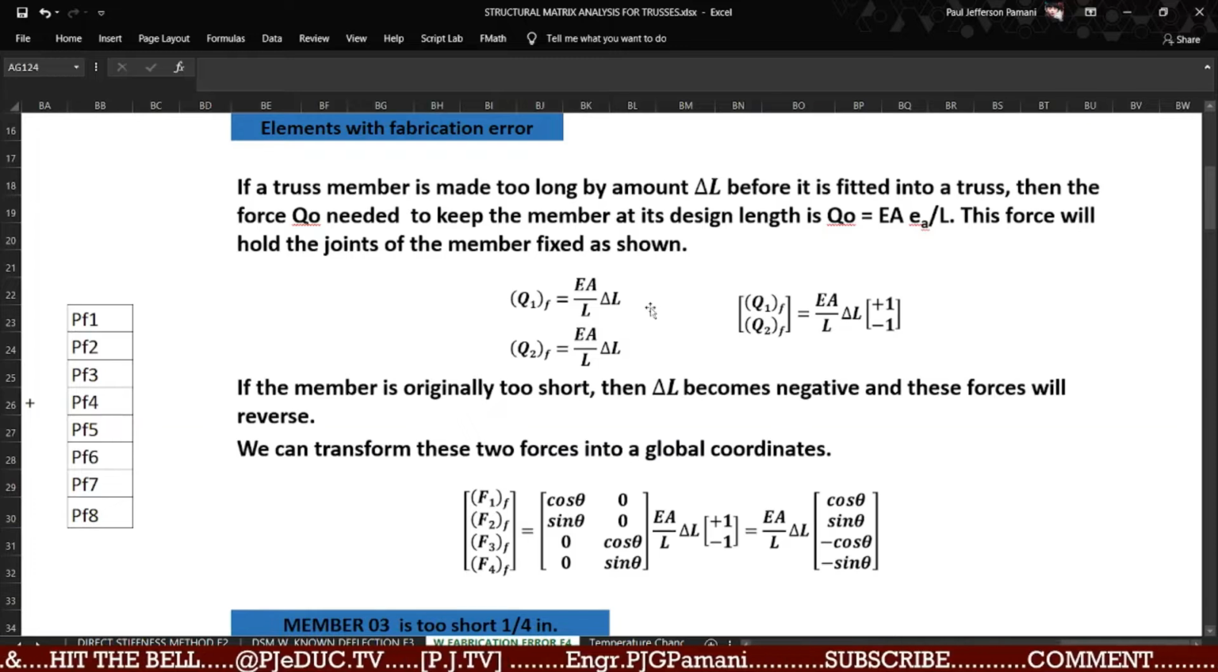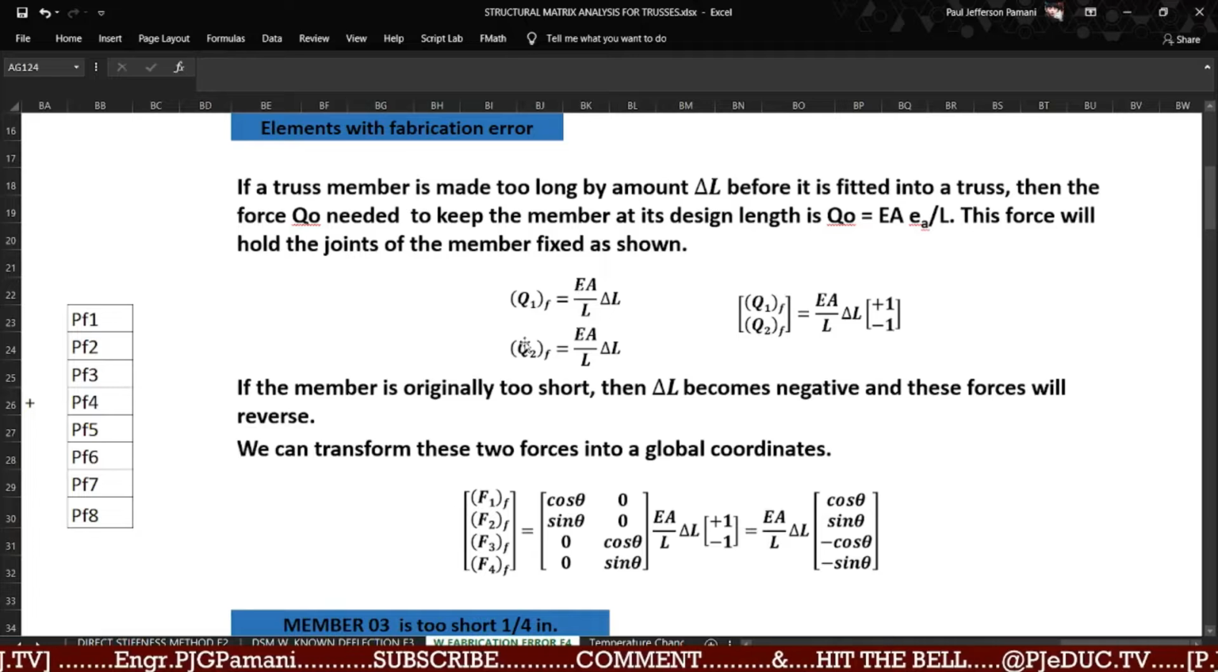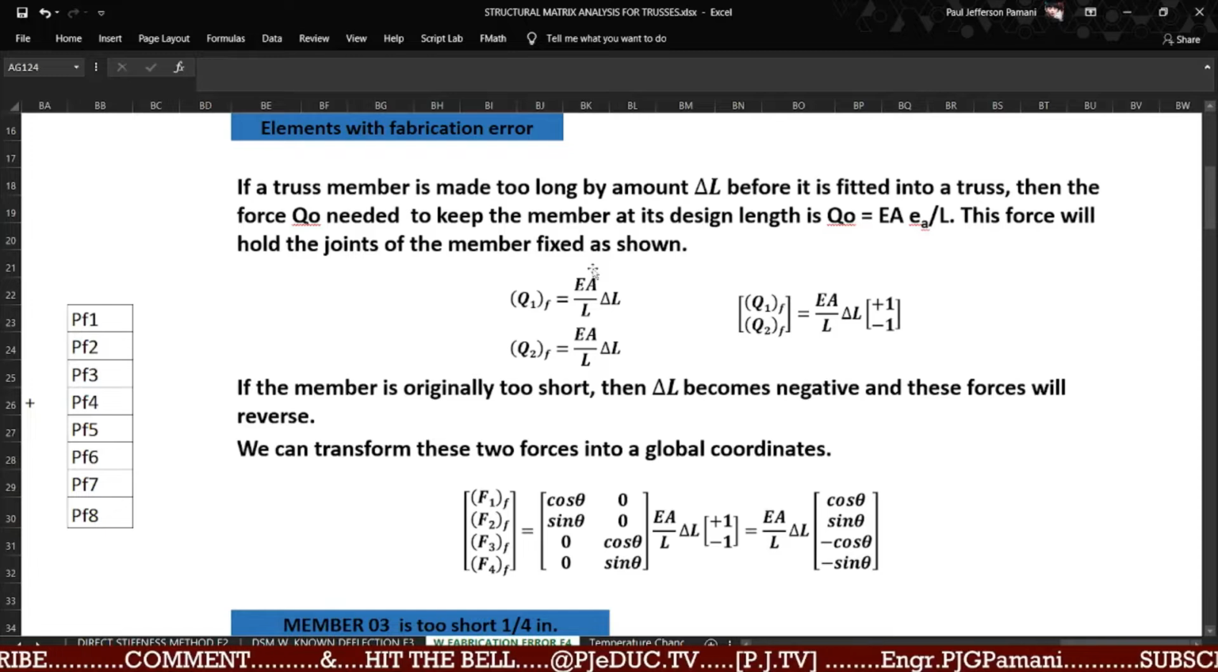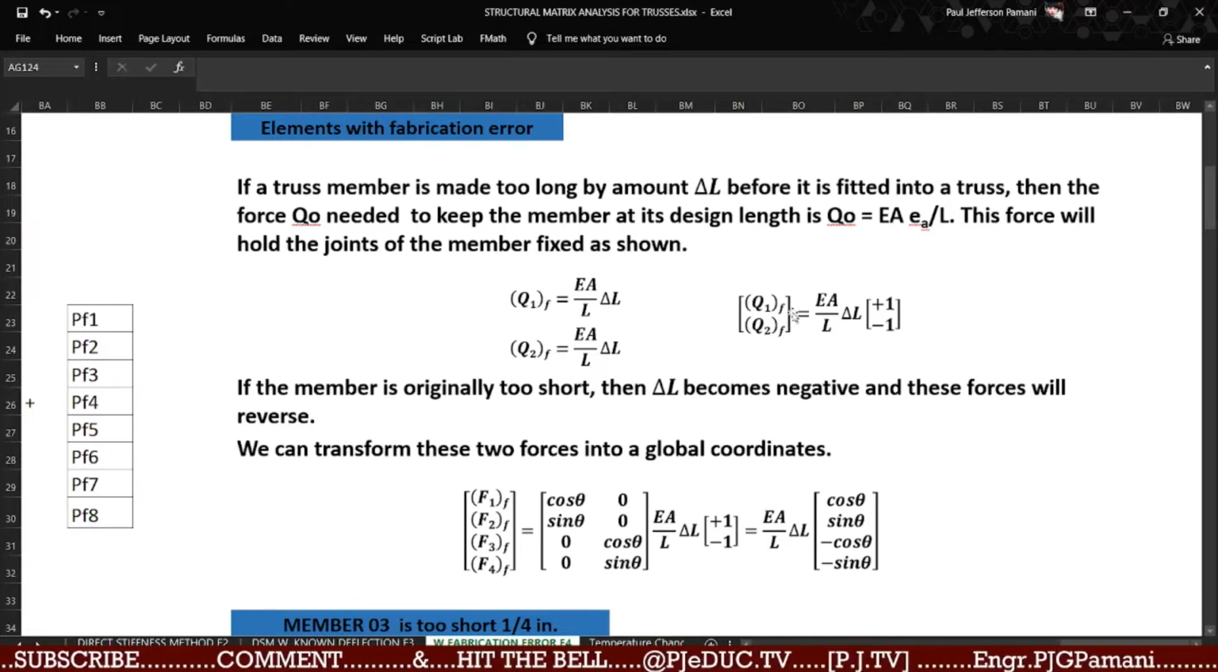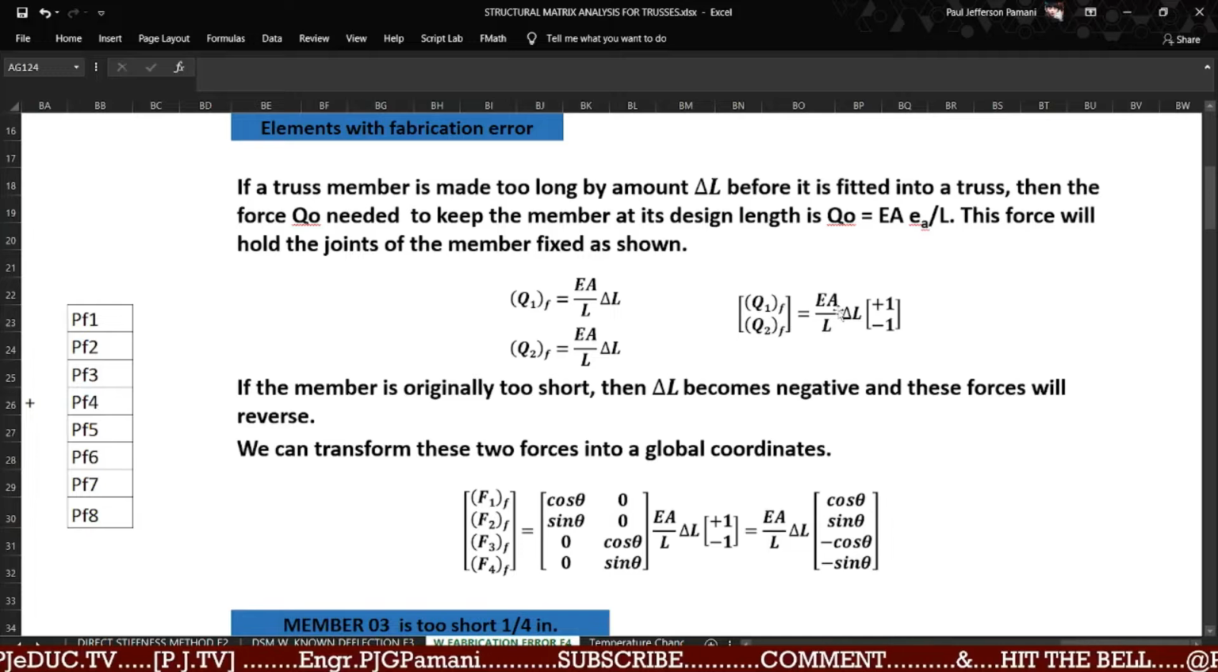So ano yung effect nung error na yon with our truss? So sa example 3, meron tayong deflection sa node. Pero ngayon, basically, merong deflection exactly on the local coordinate system of the member, which are member 3 and member 4. So we need first to identify the force at such member by simply multiplying the stiffness EA over L times the identified change in length, whether they are too short or too long.